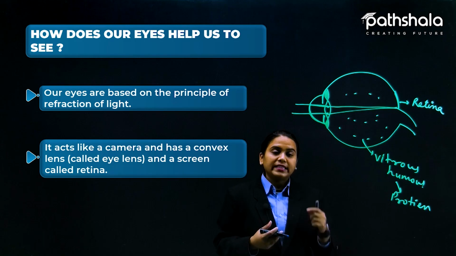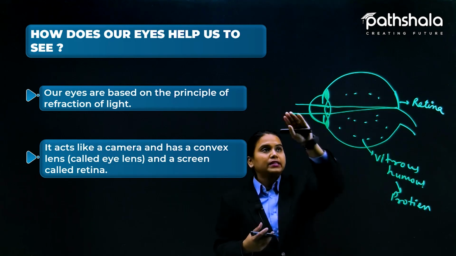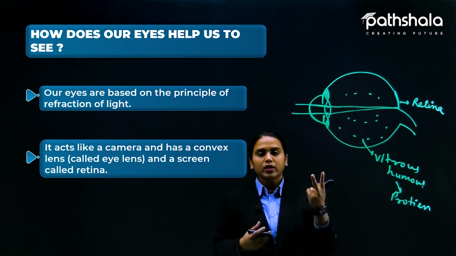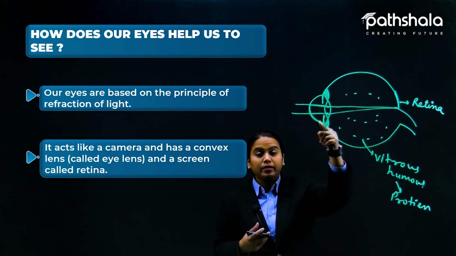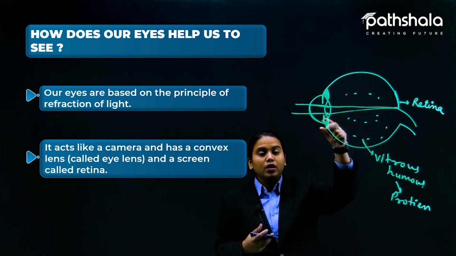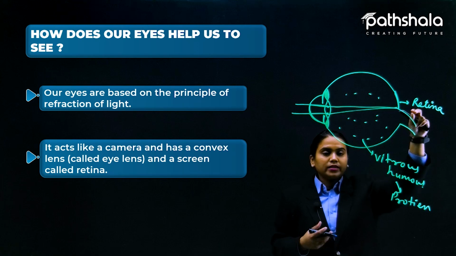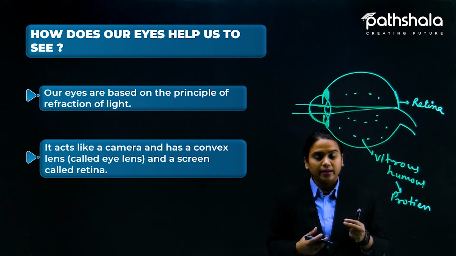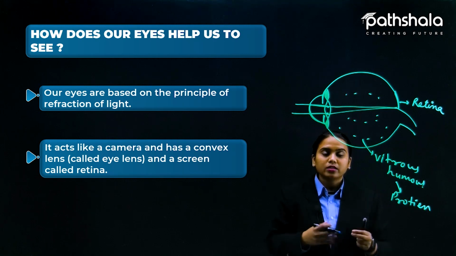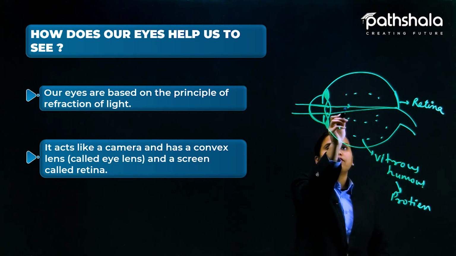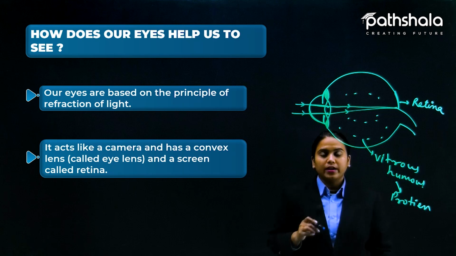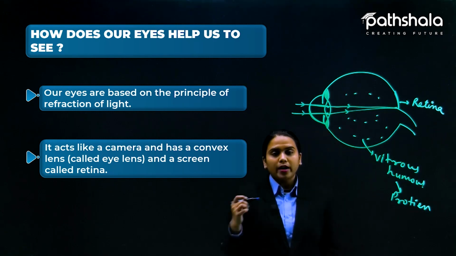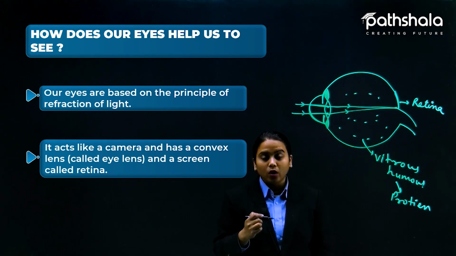Basically, what is happening? Refraction is done two times, here also and here also, and all the things get managed in such a way that the light gets focused at the retina. So our main motive is just to make the light get focused on the retina. Okay, so this is how our eyes work.